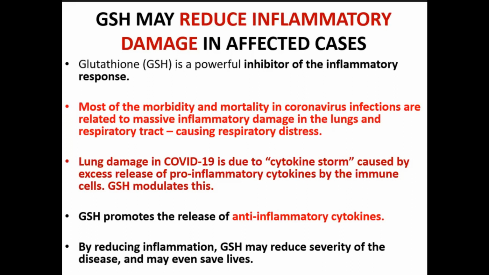Okay, and one major factor in whether you produce pro-inflammatory or anti-inflammatory cytokines is how much glutathione you have. Most of the morbidity and mortality in coronavirus infections are related to massive inflammatory damage in the lungs and respiratory tract, causing respiratory distress. Lung damage in COVID-19 is due to cytokine storm caused by excess release of pro-inflammatory cytokines by the immune cells. Glutathione modulates this, all right?